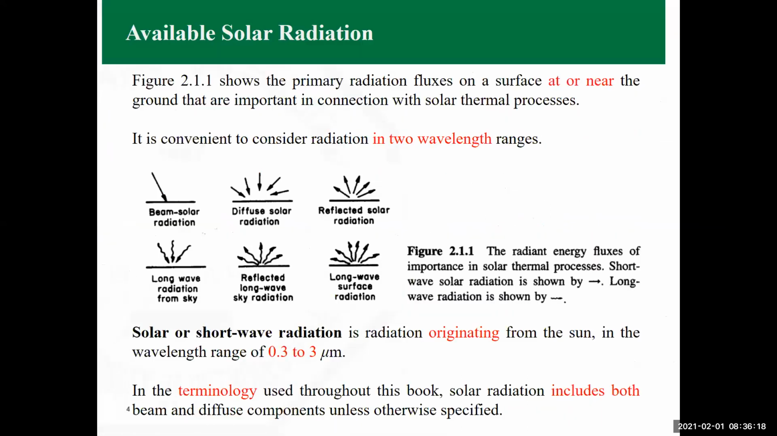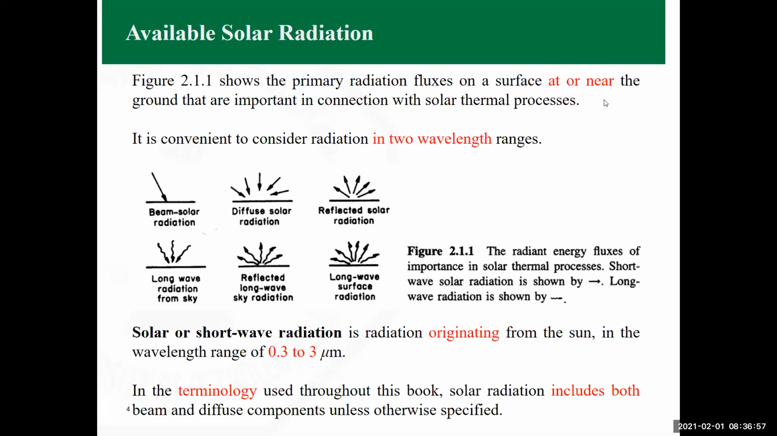What we see here is some sort of primary direction radiation fluxes on the surface or near the surface, near the ground, which are important in connection with solar thermal processes. We need to predict how much it is, so that we can determine, for this rate of heat transfer that you need to get, how many collectors are needed, or what the size of the collector is, what the total Q should be radiated to the collectors by the sun, so that we can expect how much energy we can get.